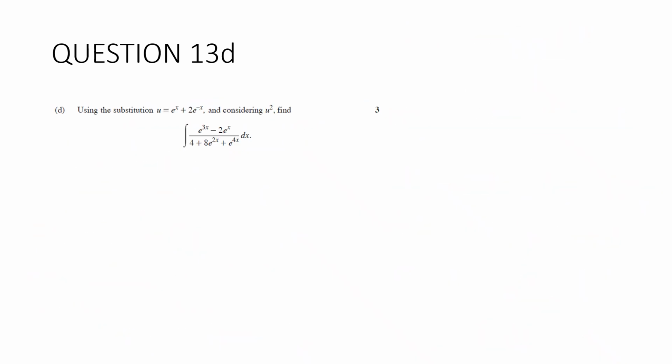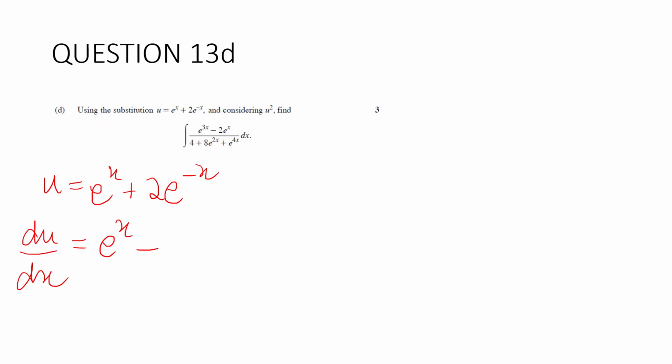D, using the substitution u is equal to e to the x plus 2e to the negative x and considering u squared, find the integral of e to the 3x minus 2e to the x all over 4 plus 8e to the 2x plus e to the 4x dx. All right, we'll start with u is equal to e to the x plus 2e to the negative x and find the derivative du dx, which is equal to e to the x minus 2e to the negative x. So in other words, du is equal to e to the x minus 2e to the negative x dx.